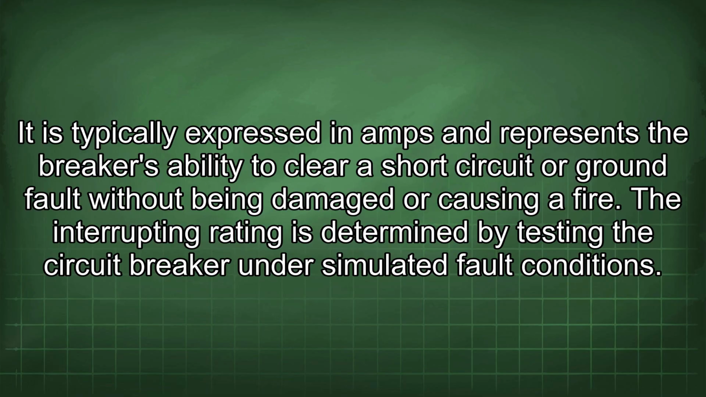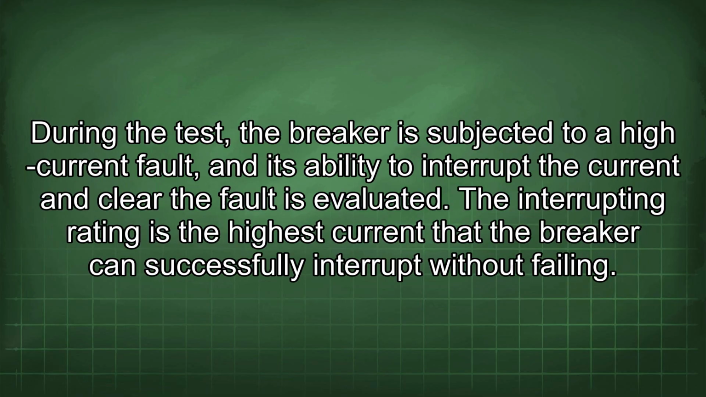The interrupting rating is determined by testing the circuit breaker under simulated fault conditions. During the test, the breaker is subjected to a high current fault, and its ability to interrupt the current and clear the fault is evaluated. The interrupting rating is the highest current the breaker can successfully interrupt without failing.